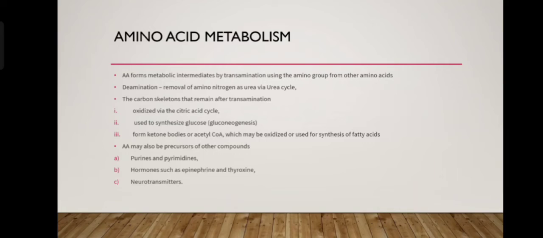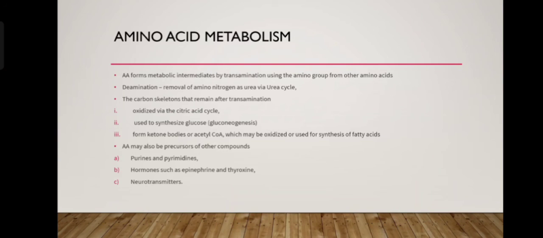Now our another topic is amino acid metabolism. Amino acids form metabolic intermediates by transamination, transferring amino groups from one amino acid to another. Deamination is the removal of amino acid nitrogen as urea via the urea cycle. And the third is the carbon skeleton that remains after transamination, which is oxidized via the citric acid cycle, used to synthesize glucose, and to form ketone bodies or acetyl CoA.